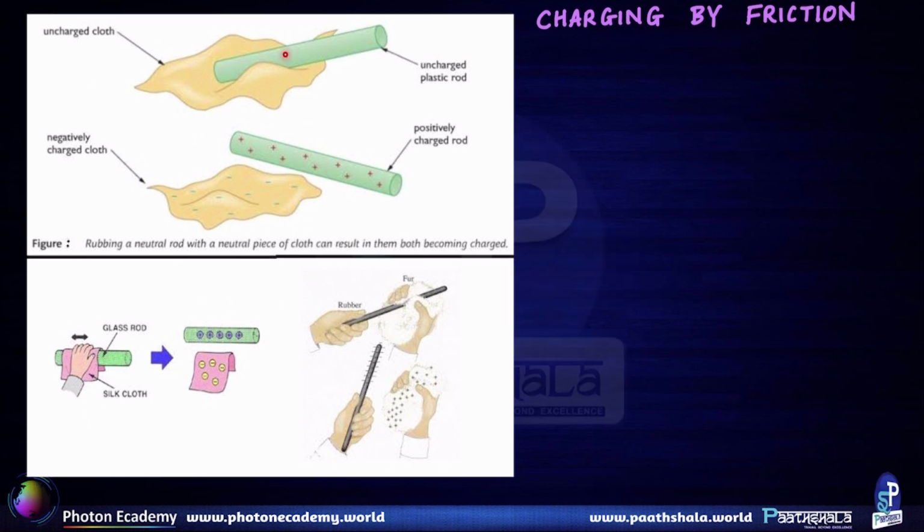We find that some of the electrons from the plastic rod actually enter the cloth, and hence the cloth becomes effectively negatively charged like this over here. And the rod becomes effectively positively charged. This is what we find.